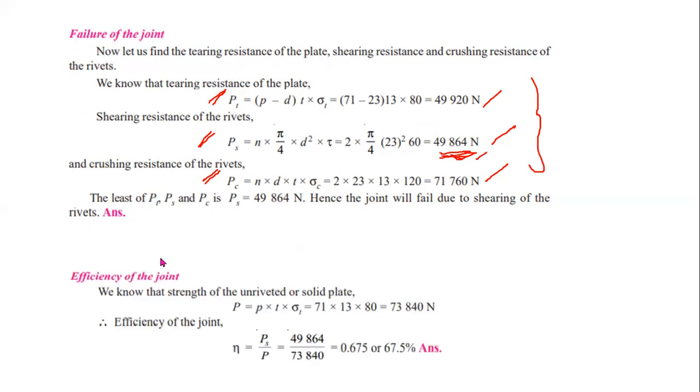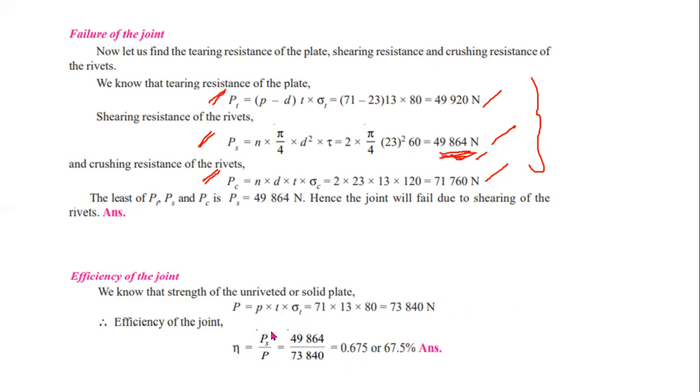Now you have to identify the efficiency of the joint. This is the formula for efficiency: the least value of Pt, Ps, Pc divided by the strength of the unriveted joint. Here the least value is Ps. So Ps divided by the strength of the unriveted joint, which equals 73,840. This is the formula for the strength of the unriveted joint: P into T into sigma T.